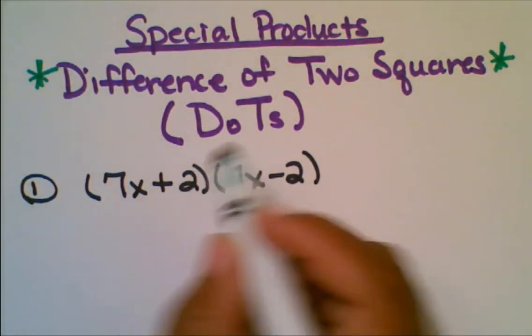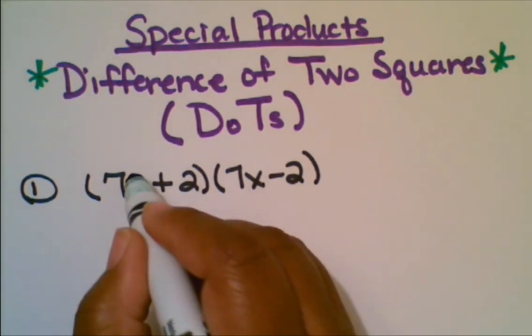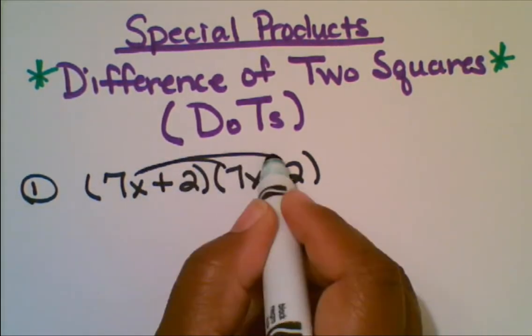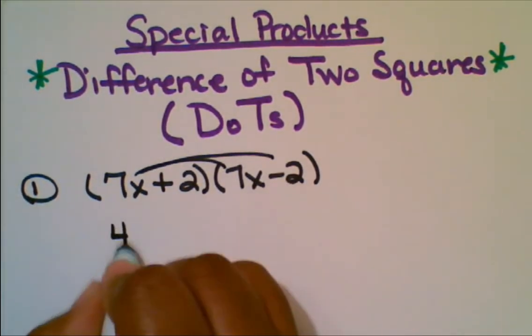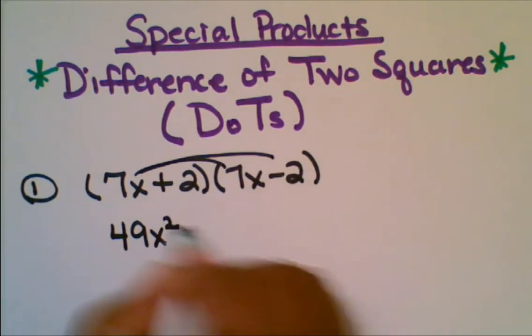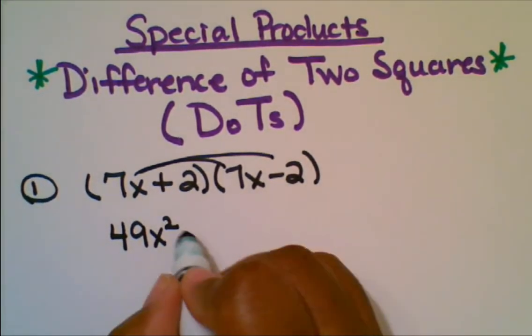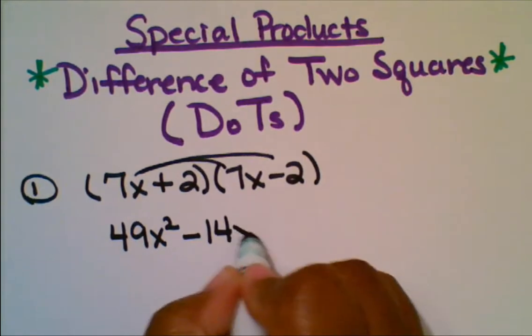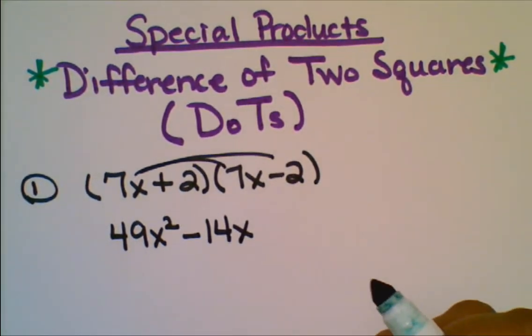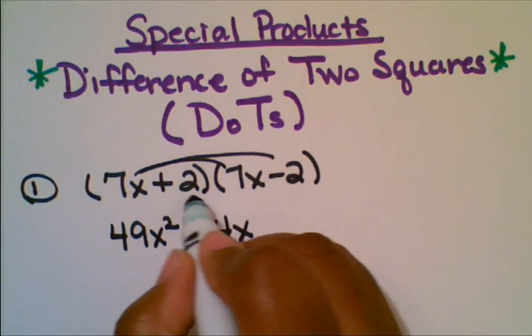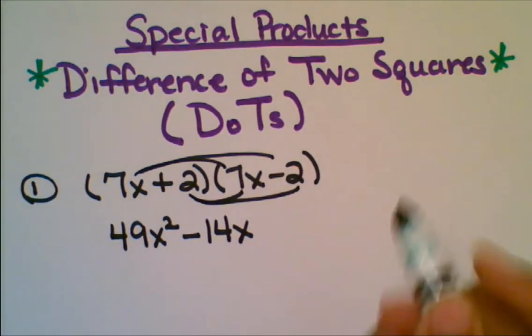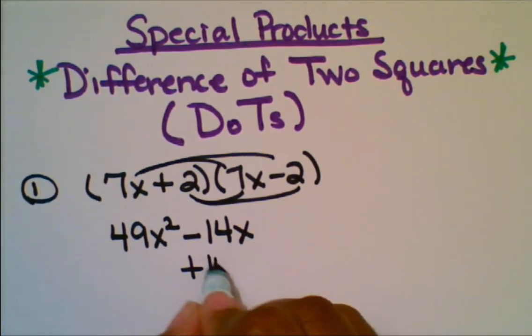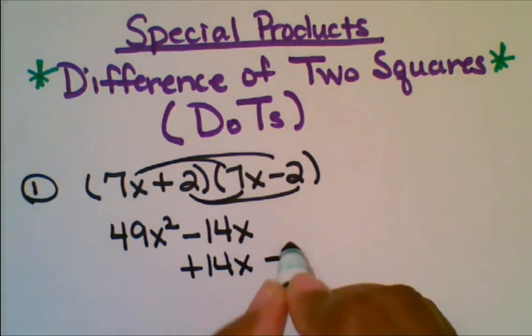So we're going to take the 7x in the first parenthesis and we're going to distribute twice. And we have 49x squared minus 14x. And then we're going to take the 2 and distribute twice. And then we have positive 14x and minus 4.